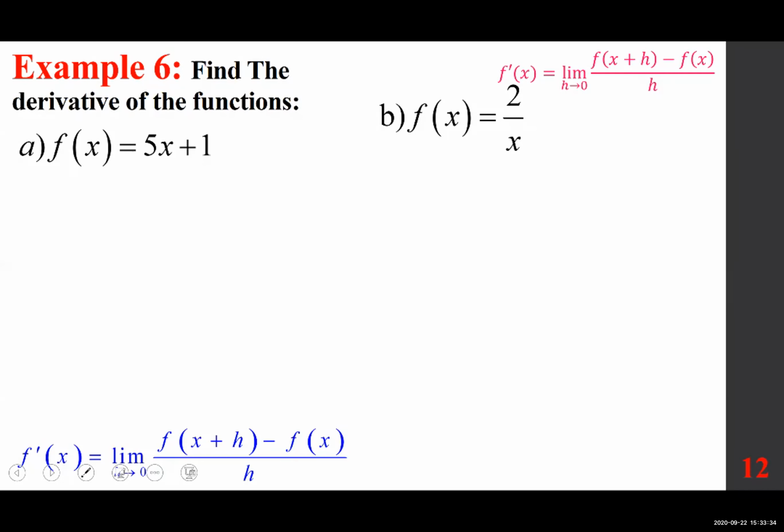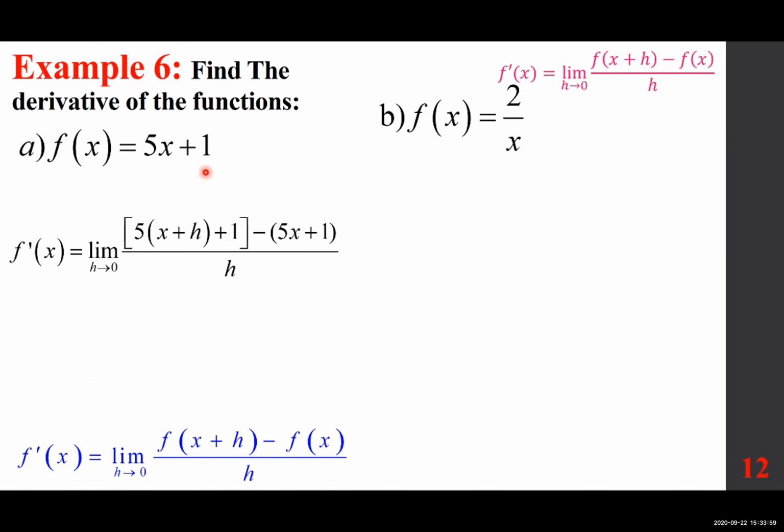So take a look at the formula. This one, or the same thing, I'll put it here. So just plug in. If you can plug in, practically you're done. That is the only calculus step. So I'm going to put 5x plus 1, I'm going to put x plus h. So I get the limit as h approaches 0 of 5 times x plus h plus 1 minus 5x plus 1. As long as you can simplify the numerator, practically you're done.